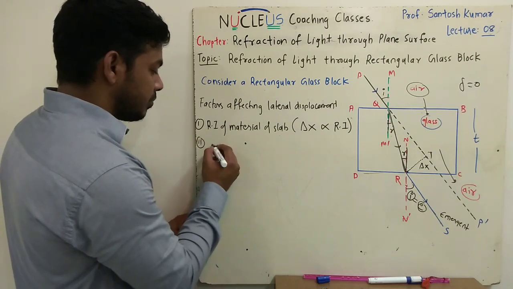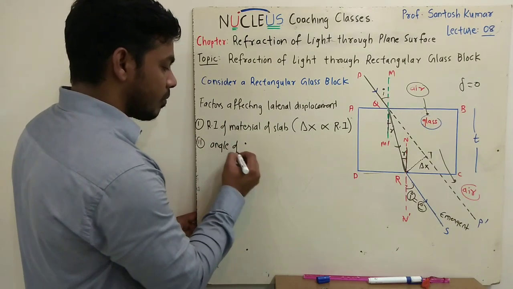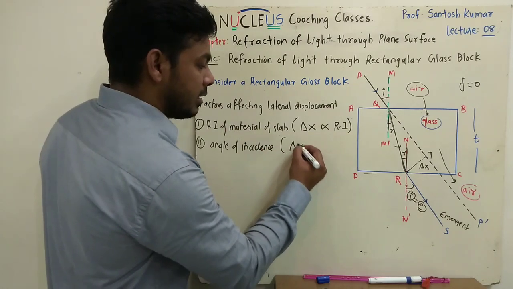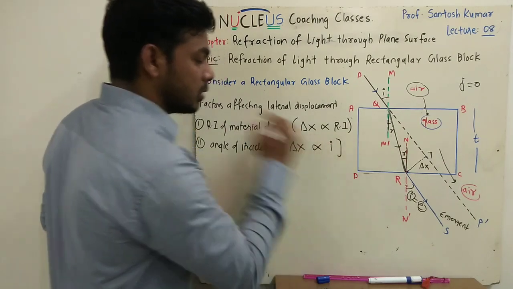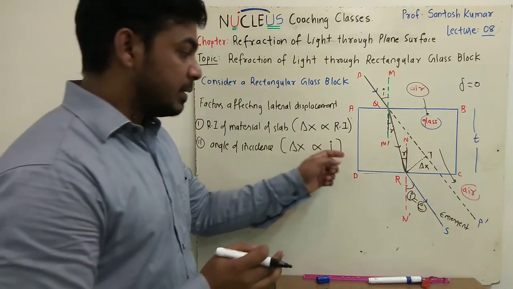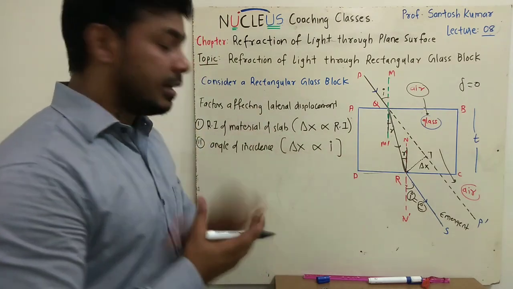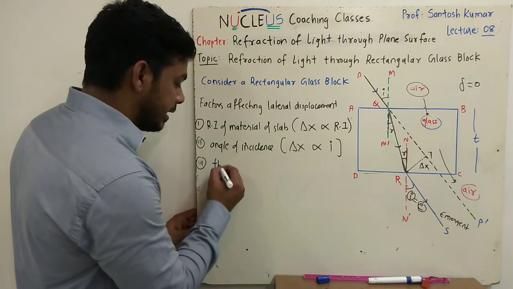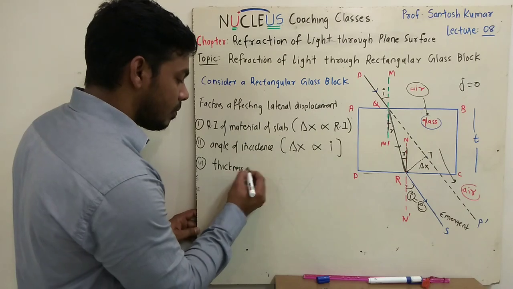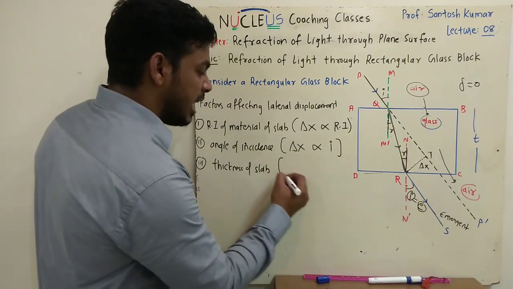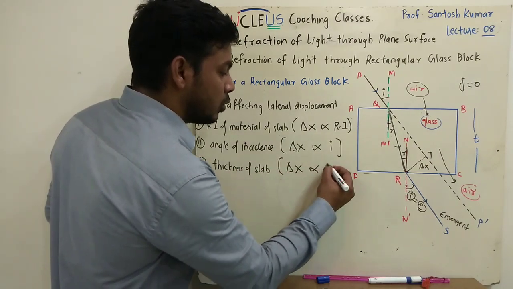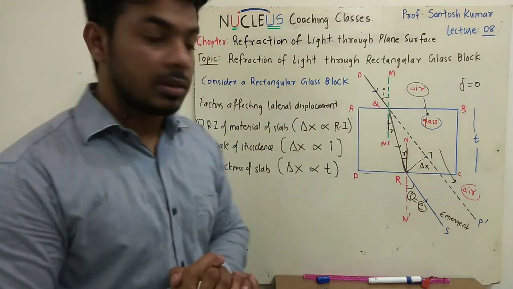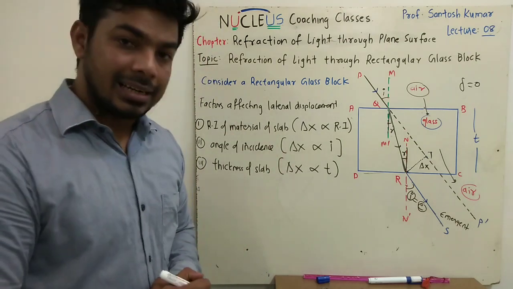The second factor is the angle of incidence, and here the lateral shift is also directly proportional to the angle of incidence. That means the greater the value of the angle of incidence, the greater will be the lateral shift. The third factor is the thickness of the slab, and here the lateral shift is also directly proportional to thickness. So the greater the thickness of the rectangular glass slab, the greater will be the lateral shift.